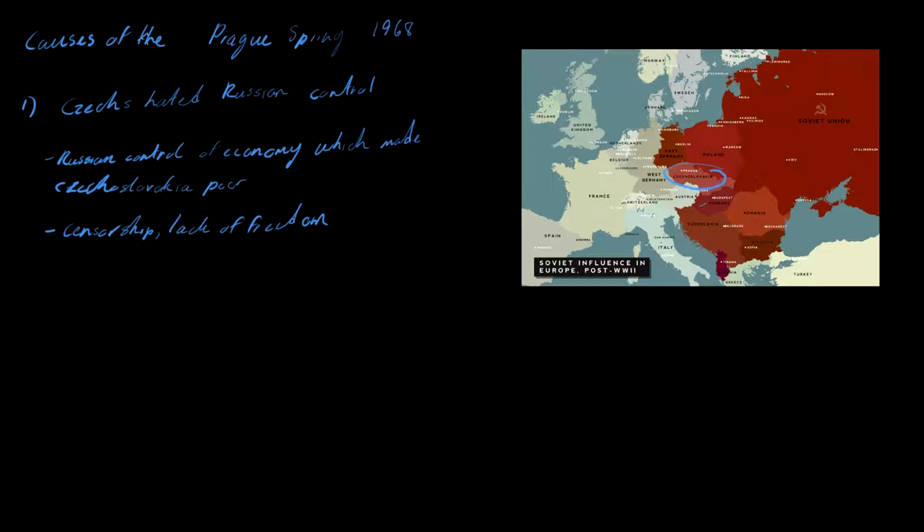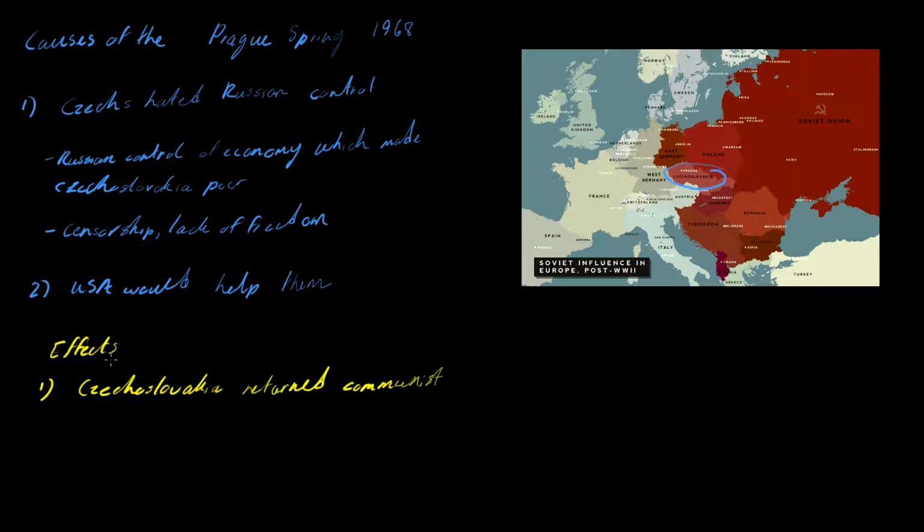We can quickly look at the causes of the Prague Spring in 1968. So here we have Czechoslovakia and Prague. Why did the Prague Spring occur? Similar to the reasons a Hungarian uprising occurred in 1956. The Czechs hated Russian control. The Russians controlled the Czech economy, which they claim made Czechoslovakia poor, because it was all for the benefit of the Soviets, wasn't it? And we also have censorship and a lack of freedom as another reason why the Czechs hated Russian control. And we also have some Czechs who believe the USA would help them. So if they had an uprising, the USA would come to their aid as a Western power.